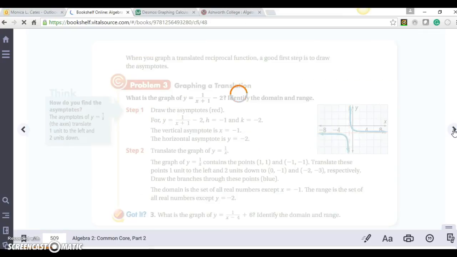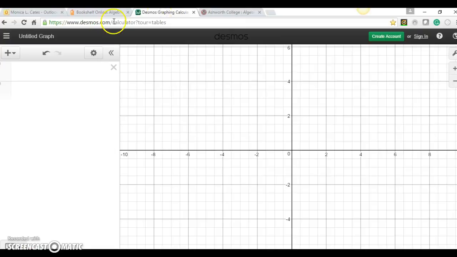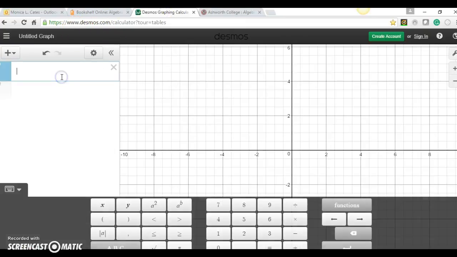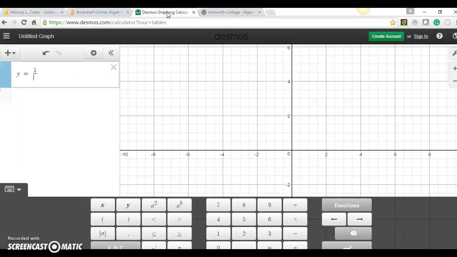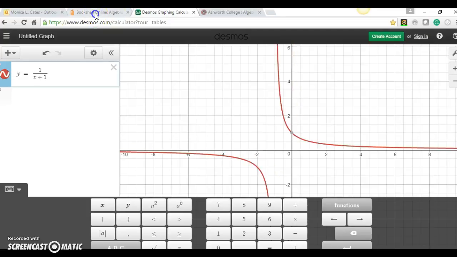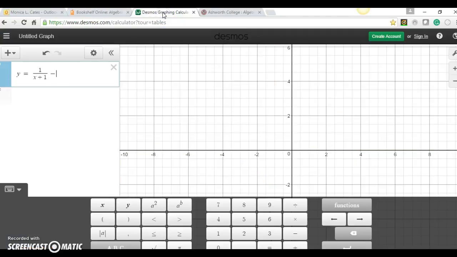So let's look at example problem 3. Graph and translation. It says, what is the graph of y equals 1 over x plus 1, minus 2? Identify the domain and range. So they did a whole bunch of stuff here, which was awesome. But I'm going to use my free graphing calculator at www.desmos.com. And I'm going to put it in. So I have y equals 1 divided by x plus 1, and then I have a minus 2.